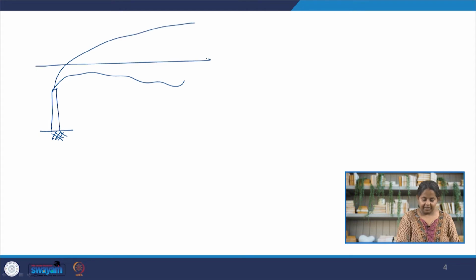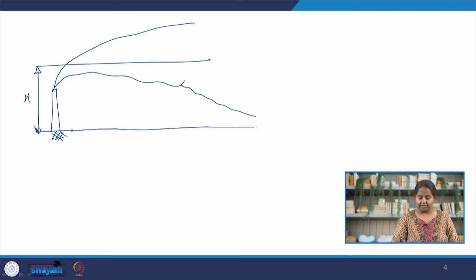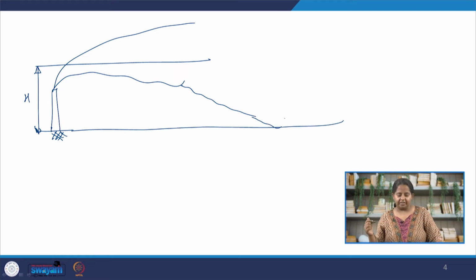And this is the center line. This is the height, capital H. Okay, so eventually your smoke will come and it will hit the earth. The plume will hit the earth. Remember, the dispersion is happening in all directions.